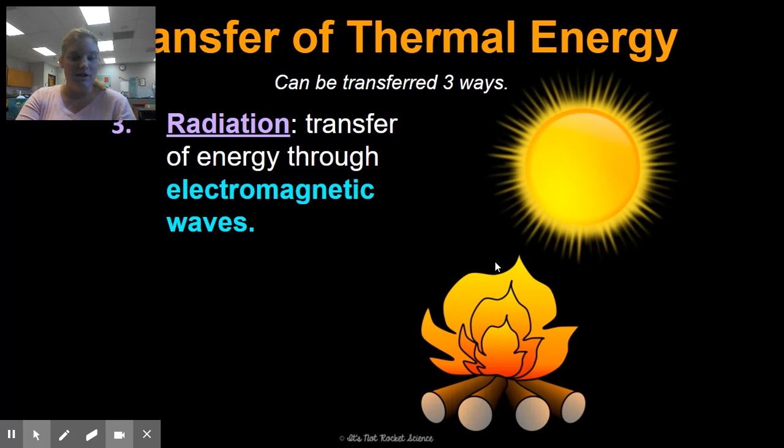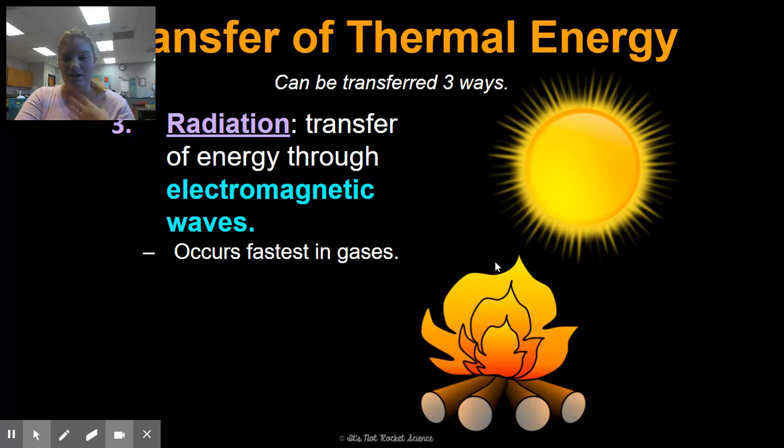Then we have radiation. And radiation is when we transfer energy through electromagnetic waves. And all electromagnetic waves are things that can travel through the air. So you don't have to be touching it, and you don't have to be convecting within it to be able to get the heat. So the sun and fire, when you feel heat off of that, that's radiation.